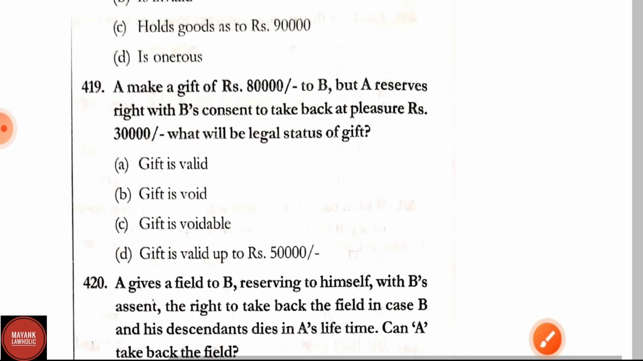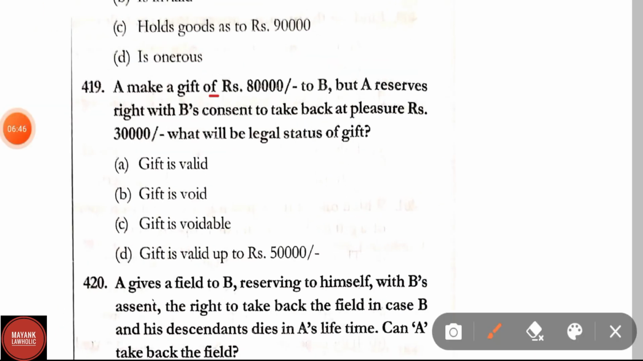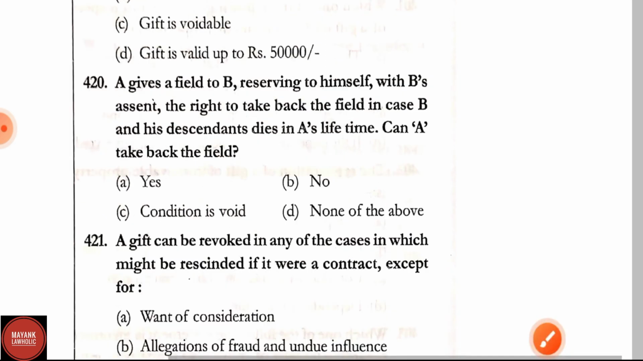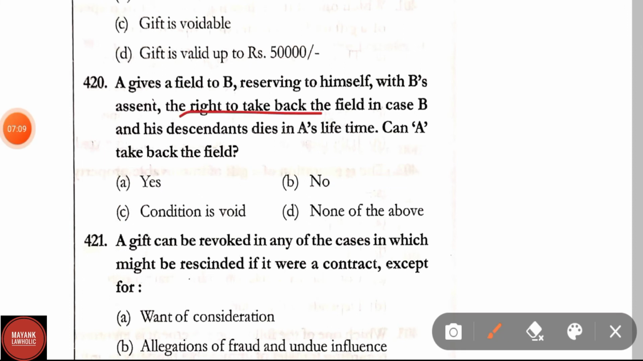Question number 419. A makes a gift of rupees 80,000 to B, but A reserves the right, with B's consent, to take back at his pleasure rupees 30,000. What will be the legal status of the gift? Here, the gift is valid up to rupees 50,000. Question number 420. A gives a field to B, reserving to himself, with B's assent, the right to take back the field in case B and his descendants die in A's lifetime. Can A take back the field? Correct answer is option A, yes.